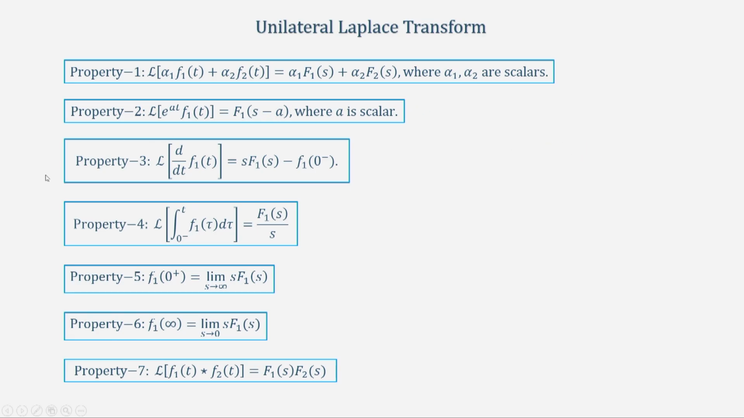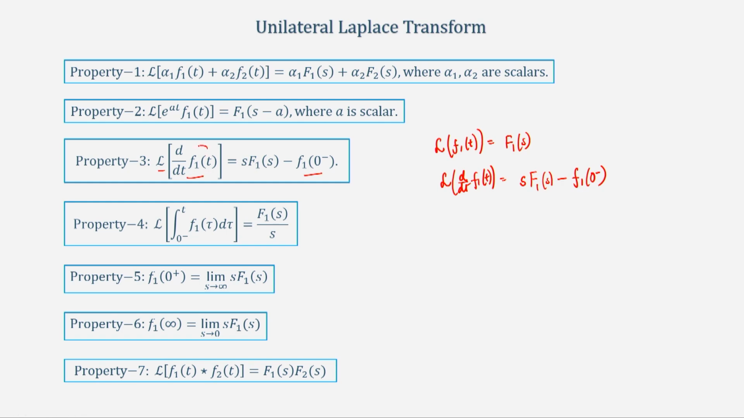Then comes another important property. What will be the Laplace transform of the derivative of a function? If the Laplace transform of a function is F1(s), say, then what will be the Laplace transform of the derivative of that function? It will be given by s multiplied by F1(s) minus f1 at the 0th instant, the value of the function at the 0th instant.